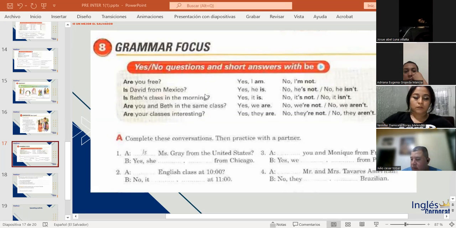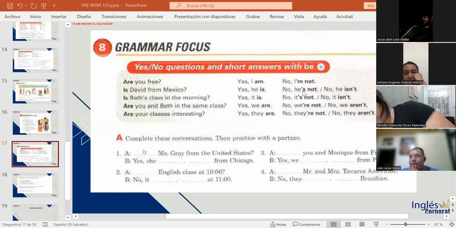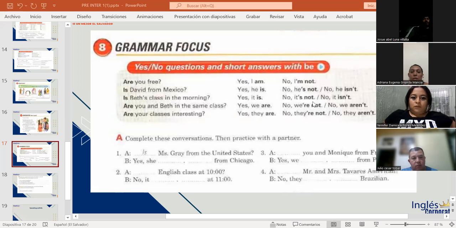Okay. Remember, in the affirmative short answers, there are no abbreviations or contractions. No abbreviations here. In negative short answers, yes, we use abbreviations. That is the difference. Understand? Yes, teacher. Okay, good. Questions?